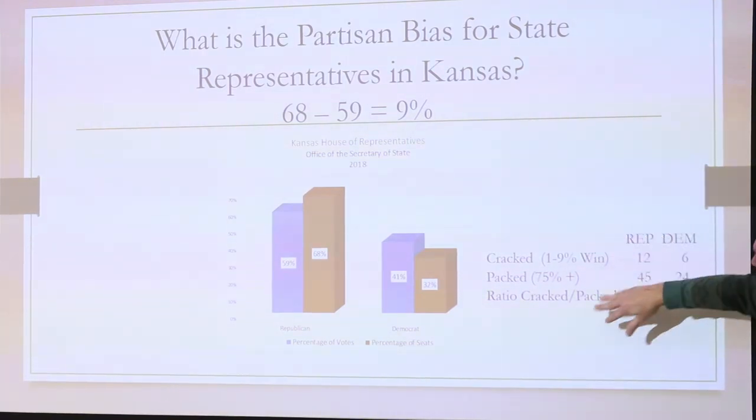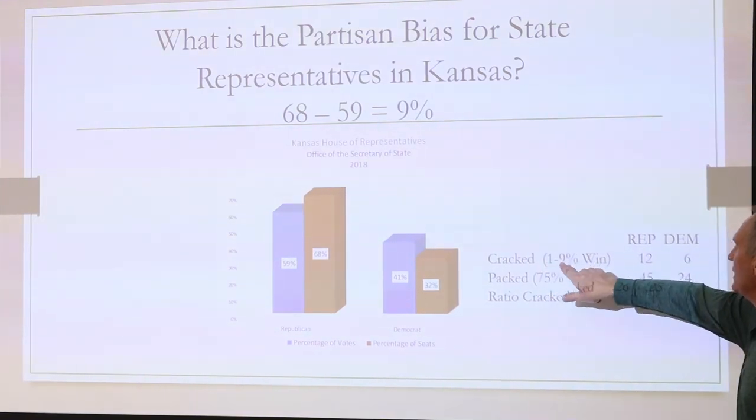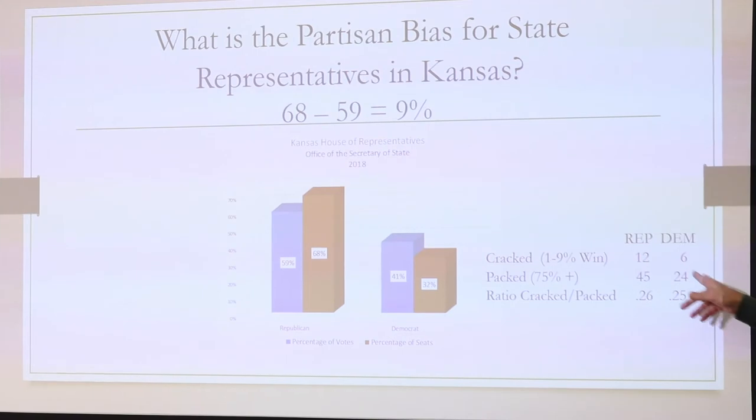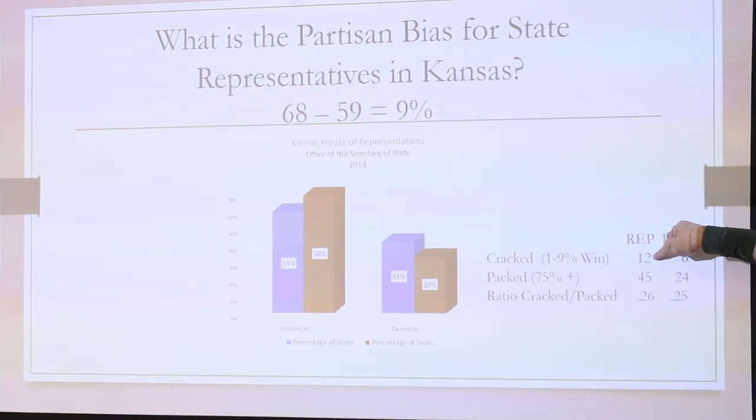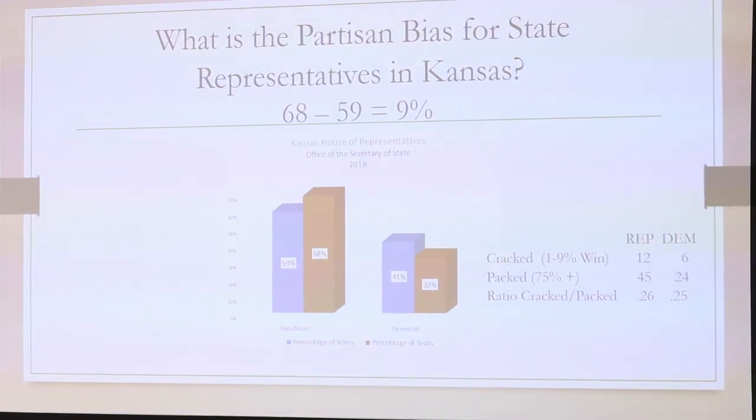And I also did an additional analysis where I counted the number of districts that the Republicans won by less than 10%, or the ones that got more than 75% of a party pack. And as you can see here, there's a lot more Republican districts that were cracked and packed, but the ratio was not the same. And so what I get out of this is because Kansas is so strongly Republican, you really don't have to do a lot of packing and cracking to get a strong majority in the state legislature.